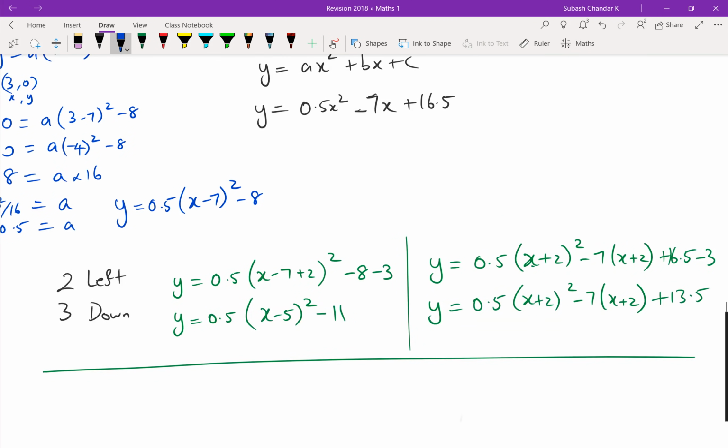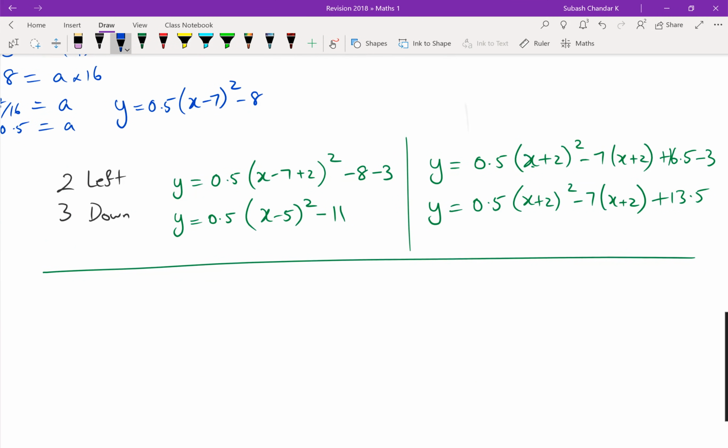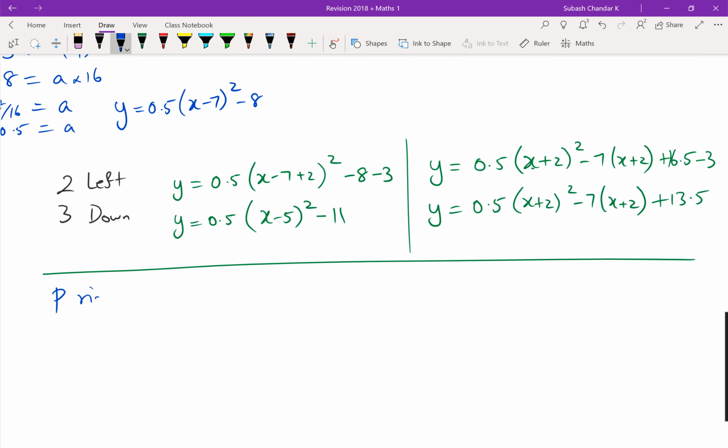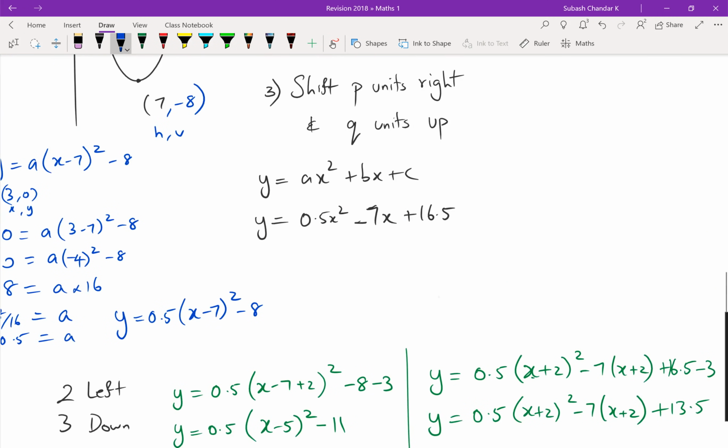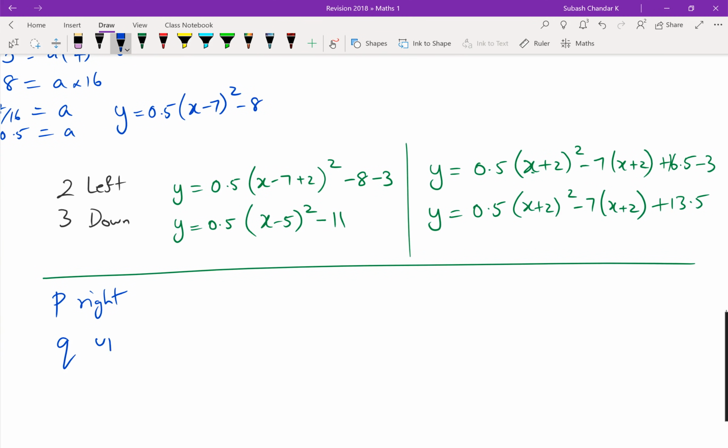Number 3. We got P units right, and Q units up. Okay, guys, I know everyone here has probably got this one, but can I get you to have a look at this one, please? Because this was an excellence question a couple of years ago, and even last year, I think there was a question like this for exponential equations, but still, same idea.